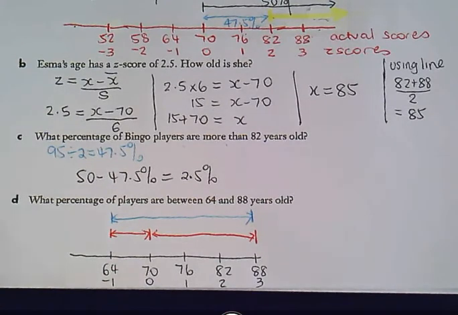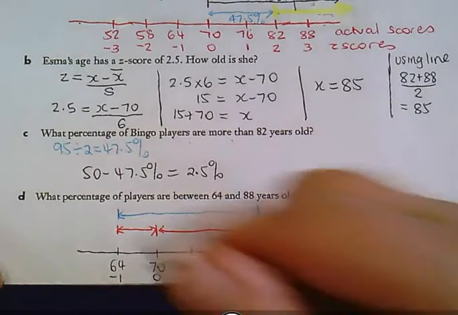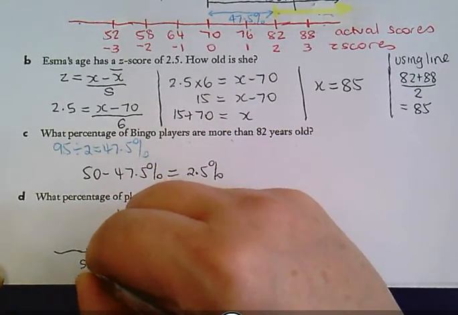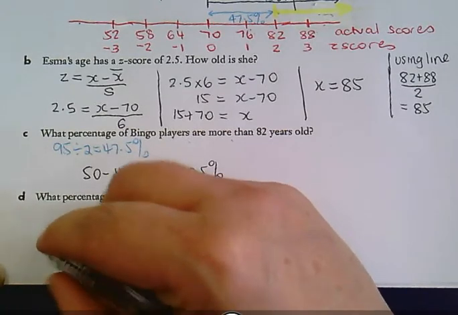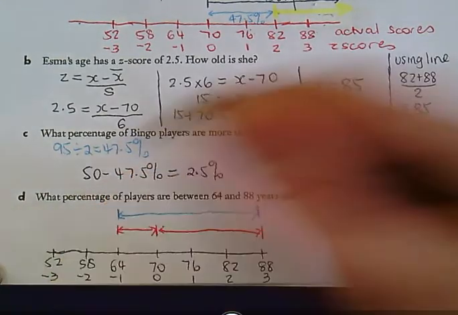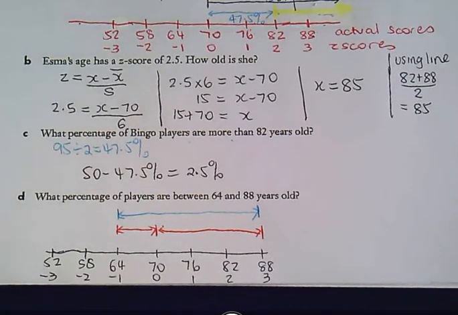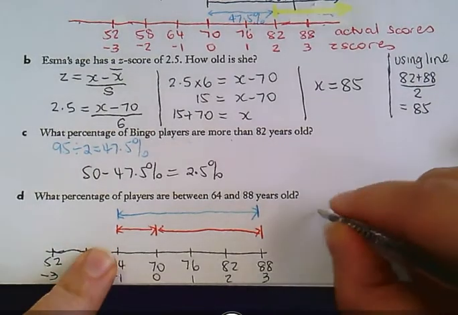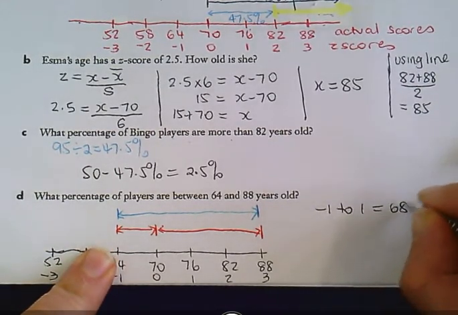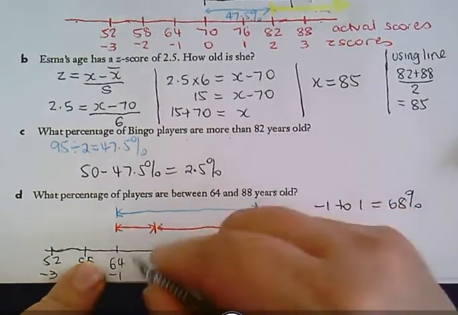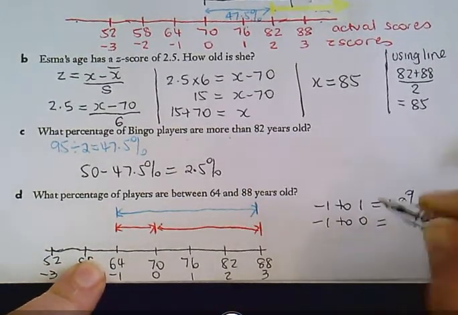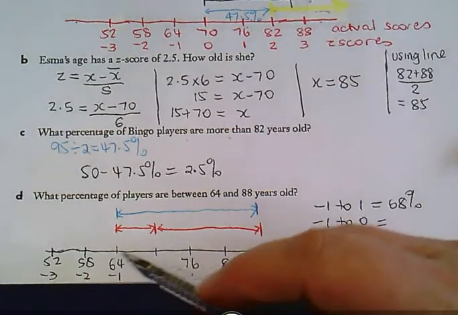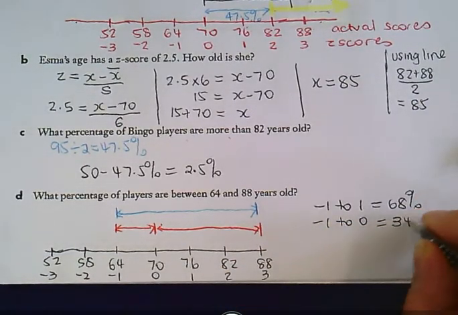If I want the percentage of players between 64 and 88, I've drawn it again. So you need to do half of... So, girls, there's my z-score of 0. That's my mean. I know from -1 to 1 is 68%, right? But I just want from -1 to 0. Do you see what I'm doing? My figures are from -1 to 1 is 68, but I want from -1 to 0. What's that? 34%.